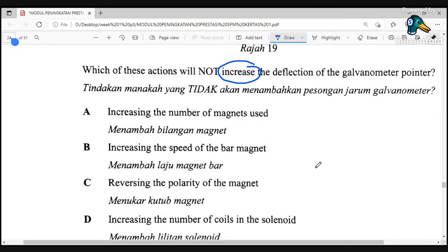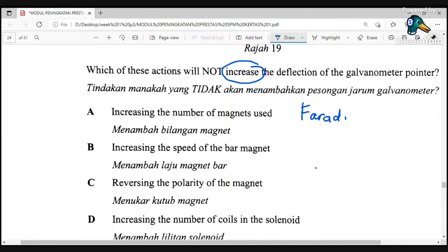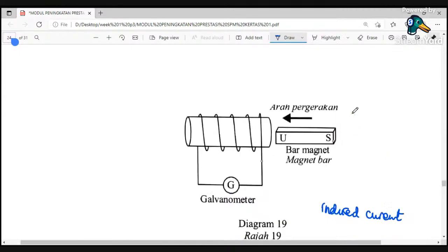So in terms of magnitude of induced current or induced EMF, this one stated by Faraday's law. Apa dia Faraday's law? Okay. The magnitude of induced current or induced EMF is directly proportional to rate of cutting of magnetic flux or rate of change of magnetic flux. So yang mana akan hasilkan lebih banyak cutting of magnetic flux? Okay. Maksudnya flux line kena banyak lah baru boleh cut more.